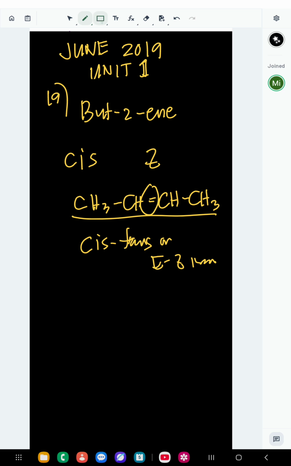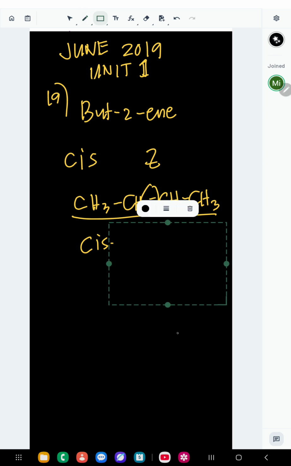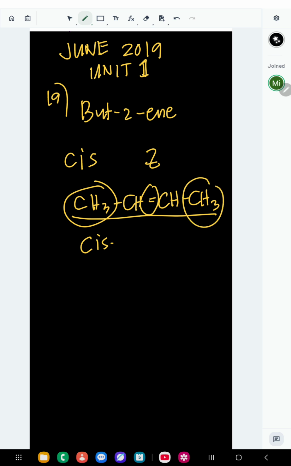No, it should only be CIS. What am I doing? So CIS. This is a CIS isomer because the two CH3 groups are on the same side of the double bond. Yeah, notice this.